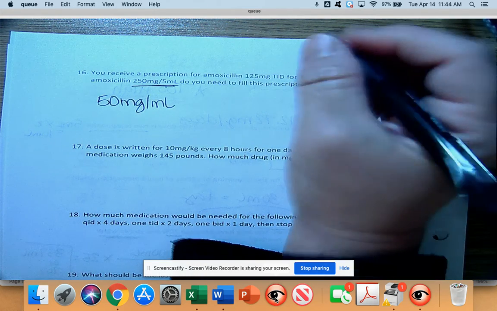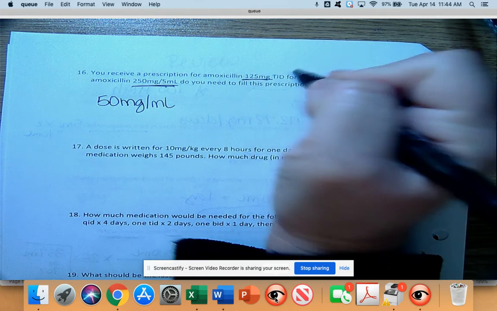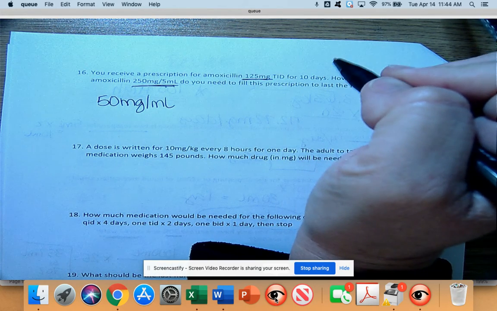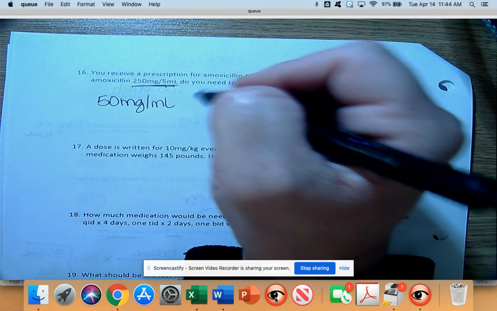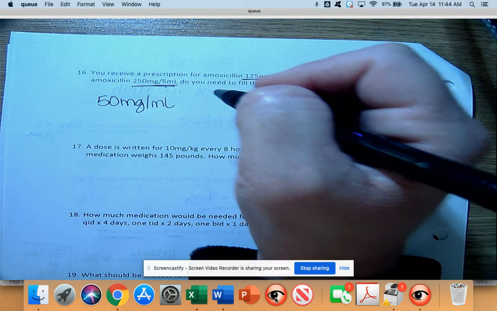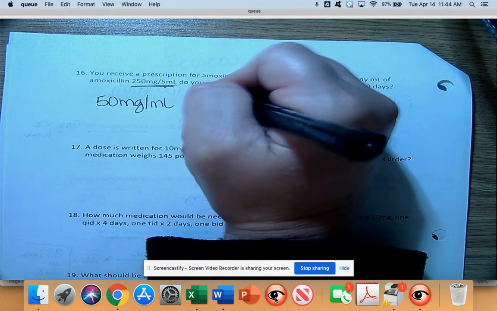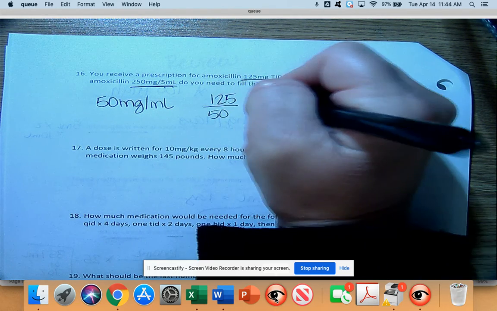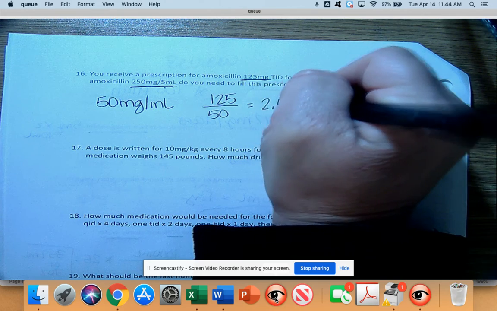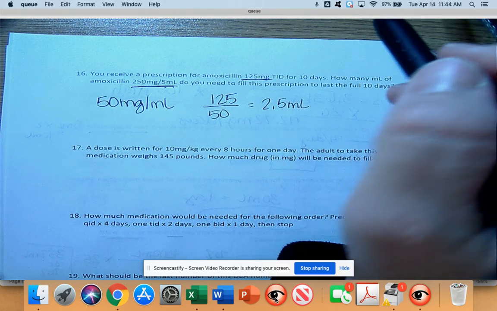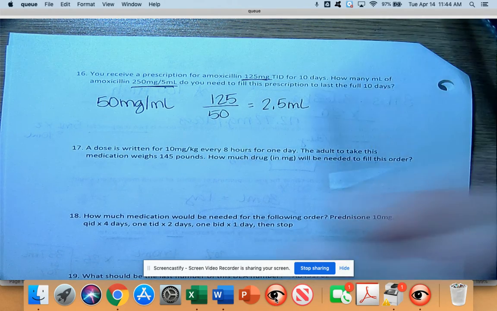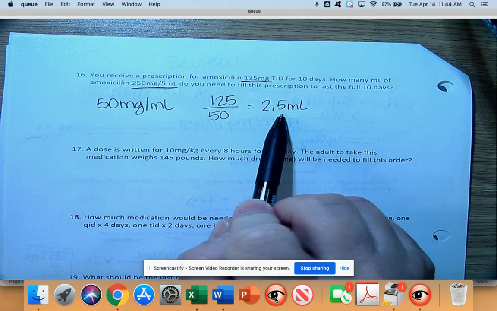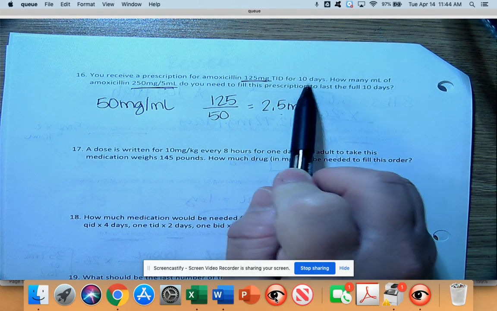Okay, so the doctor wants them to take 125 milligrams. So we got to figure out how many milliliters that is. So if you take 125, that's what we need, and I'm going to divide it by what I have, I get 2.5 milliliters. So I'm going to tell my patient in my SIG to take 2.5 milliliters, or half of a teaspoon, 3 times a day for 10 days.